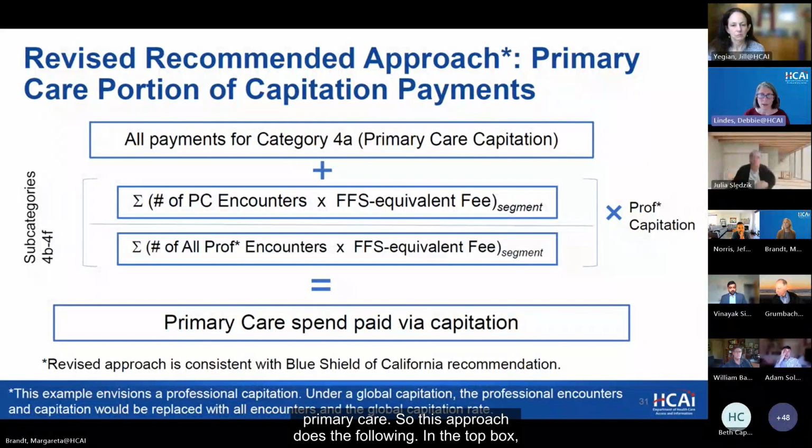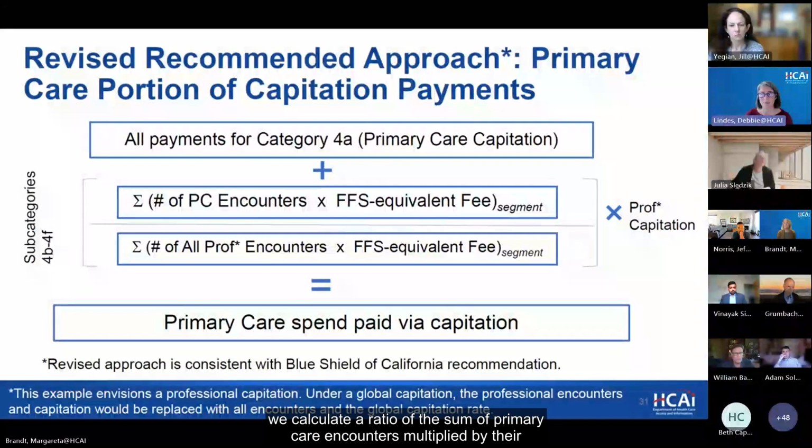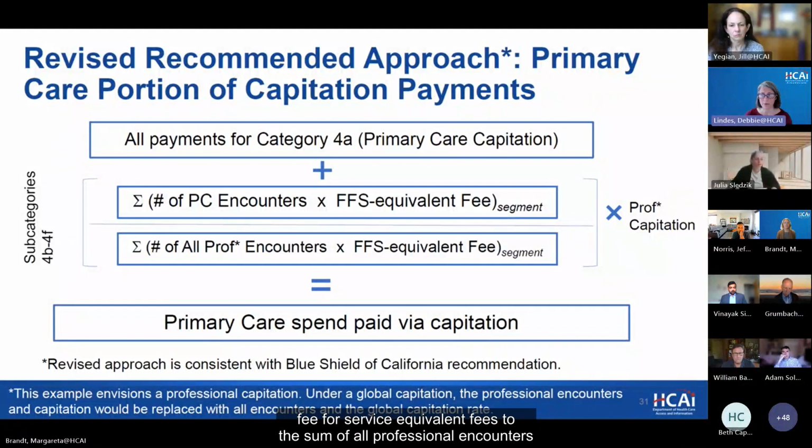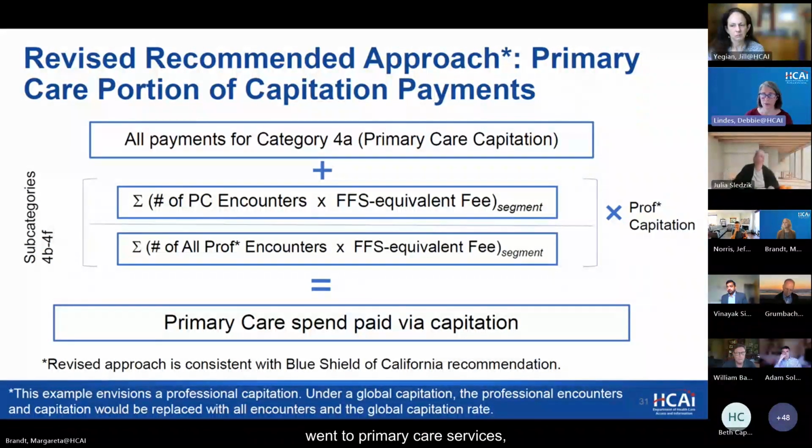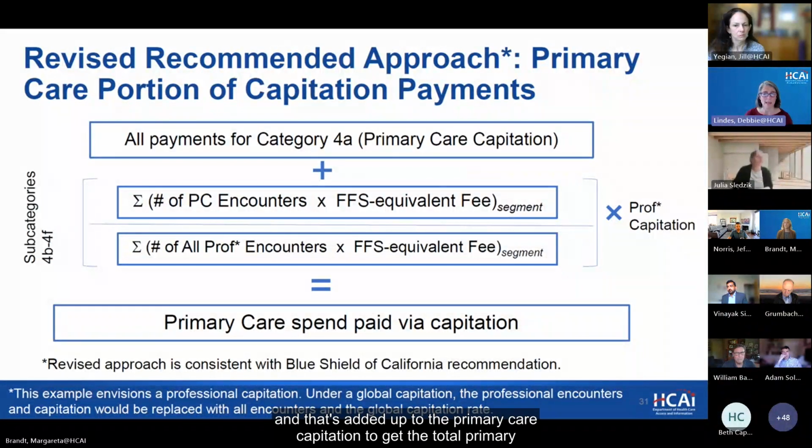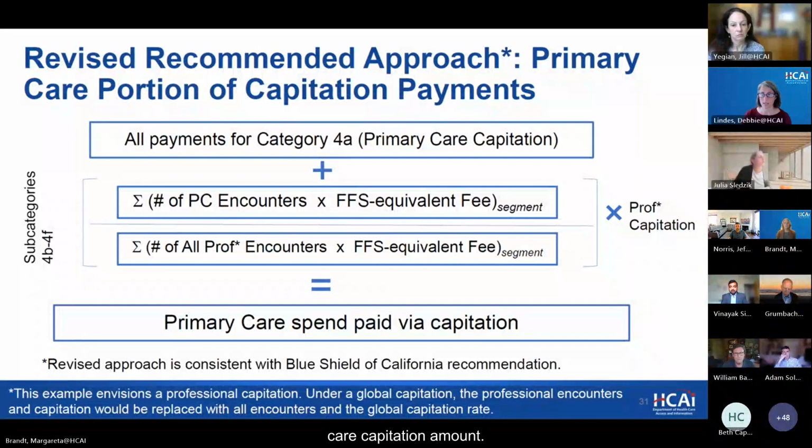So this approach does the following. In the top box, you can see that all payments for category 4A or primary care capitation are included, plus in the middle section, we calculate a ratio of the sum of primary care encounters multiplied by their fee-for-service equivalent fees to the sum of all professional encounters multiplied by their fee-for-service equivalent fees. Essentially, we're creating the percent of all encounter payments that went to primary care services. That ratio is then multiplied by the professional capitation amount to get a dollar amount allocated to primary care. And that's added to the primary care capitation to get the total primary care capitation amount.